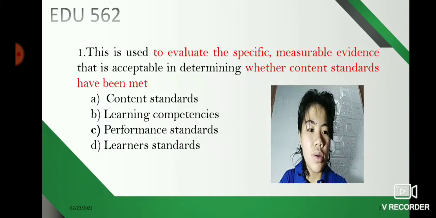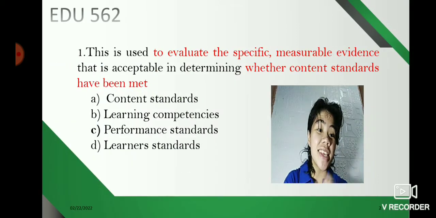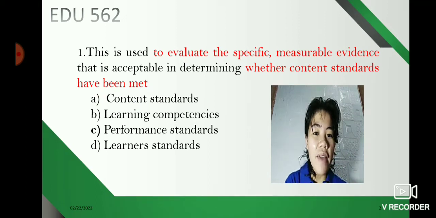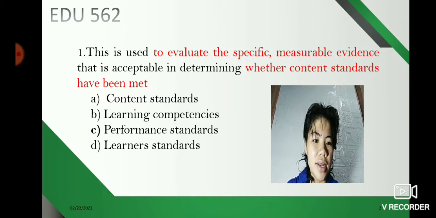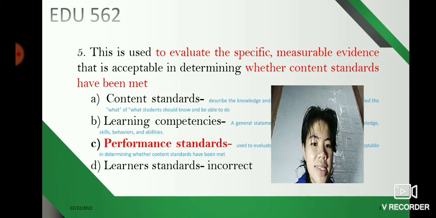The question is, this is used to evaluate the specific measurable evidence that is acceptable in determining whether the content standard have been met. A. Content standard, B. Learning competencies, C. Performance standard, and D. Learners standard. Okay, the answer here is yes, the performance standard.